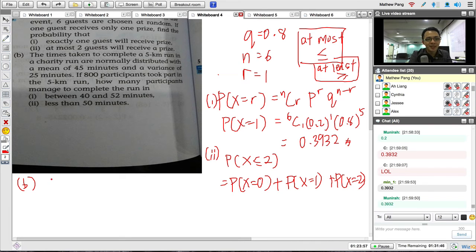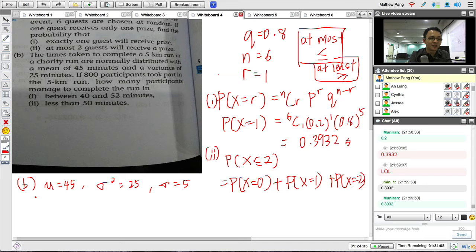Okay, part B. The time taken to complete a 5 km run in a charity run is normally distributed with a mean of 45 minutes. He always loves to give you the variance to trap you. The variance is 25, so the standard deviation, always find the standard deviation, equals 5. If 800 participants took part in the 5 km run, how many participants managed to complete the run between 40 and 52 minutes?